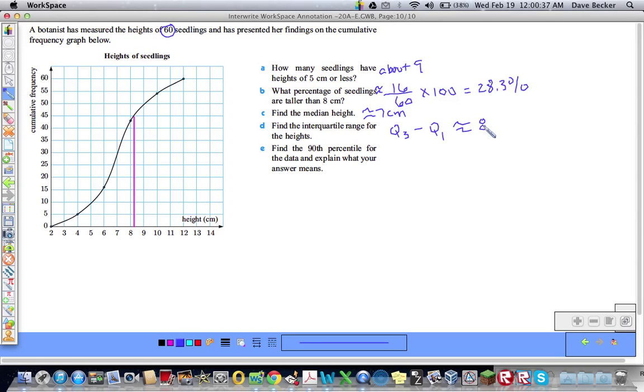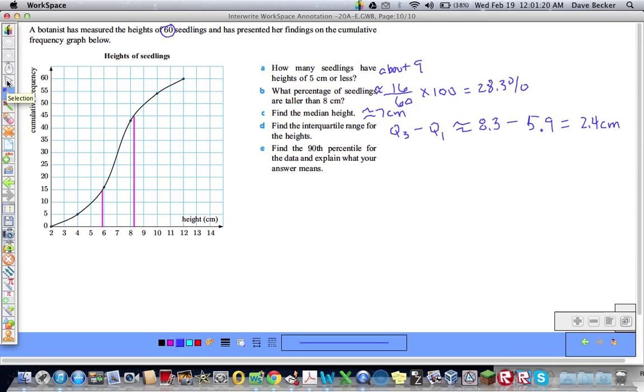So that's about equal to 8.3 minus, and I'm going to do the same thing for Q1, except Q1 is going to be at 15. So 15 goes here, and so that is going to go down there at about, I don't know, what do you think, 5.9 or so? So 8.3 minus 5.9 is equal to 2.4 centimeters. So we're saying that again, this is about equal to 2.4 centimeters.